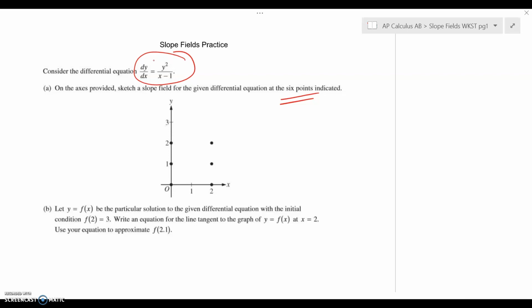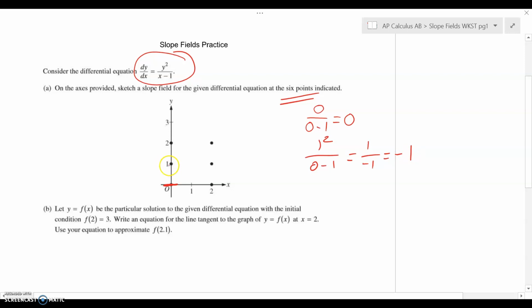So if we start at 0, 0, we're going to have a 0 on top of our slope equation. We'll have a 0 minus 1 on the bottom, which is of course 0. So we get a little flat slope right there. If I move up to 0, 1, I've got a 1 up top, and I've still got the 0 minus 1 on the bottom. And let's see, that's now 1 divided by negative 1, which is negative 1. So I've got a negative 1 slope that goes through there.